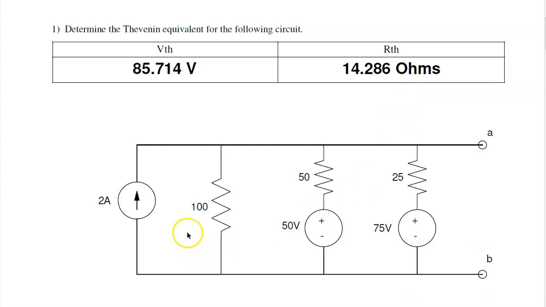Converting back to Thevenin, the Thevenin voltage is I times R. 6 amps times 14 ohms gives you 85 volts. So there's your Thevenin equivalent. That's one way to do it.